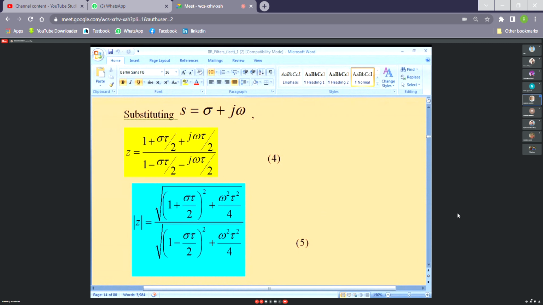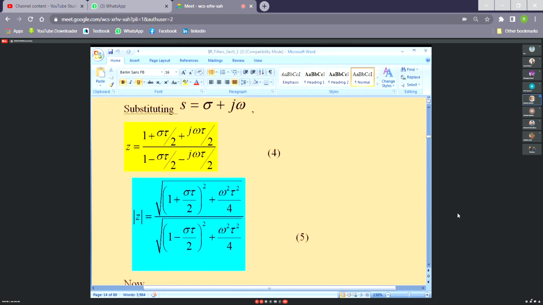Then how will the different regions in the S plane map onto the Z plane in accordance with this approximate relation between Z and sigma and j omega? What will be the relation?